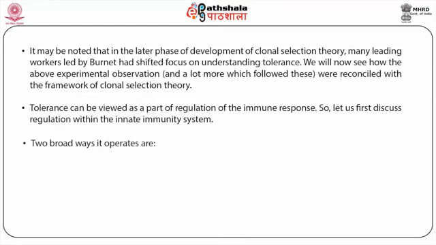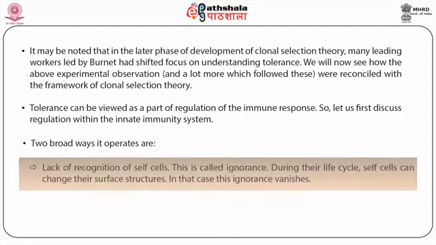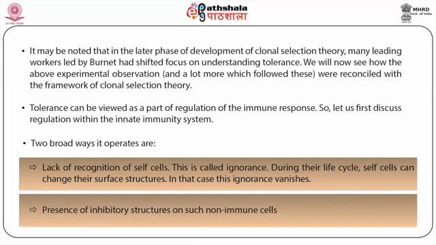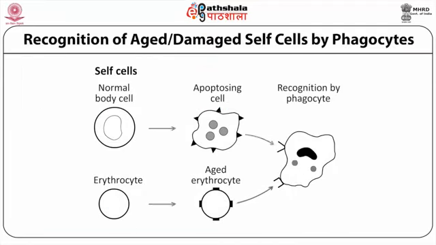Two broad ways it operates are lack of recognition of cells. This is called ignorance. During their life cycle, cells can change their surface structures. In that case, this ignorance vanishes. The second way the control of the innate immunity operates is by the presence of inhibitory structures on such non-immune cells.